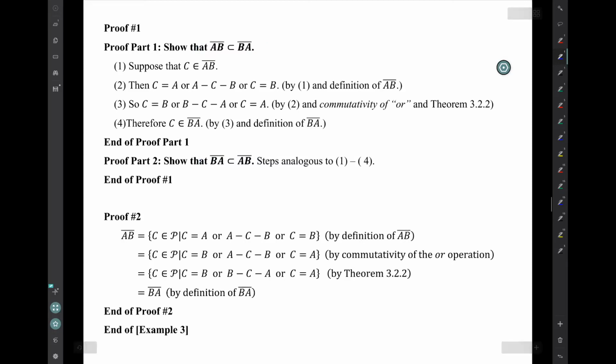Well, remember the proof structure we have no choice about. We have to start with, suppose that a point C is in the left set. And we have to end by saying, therefore, that point C is in the right set. We have no choice about this proof structure. The proof that that green set is a subset of that red set.